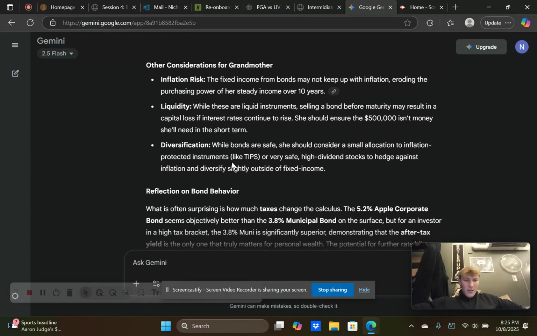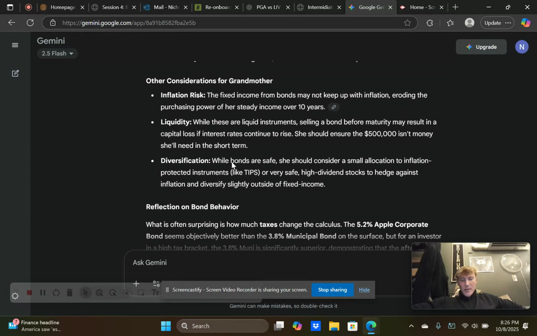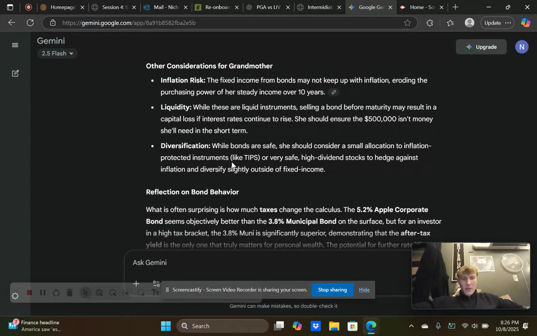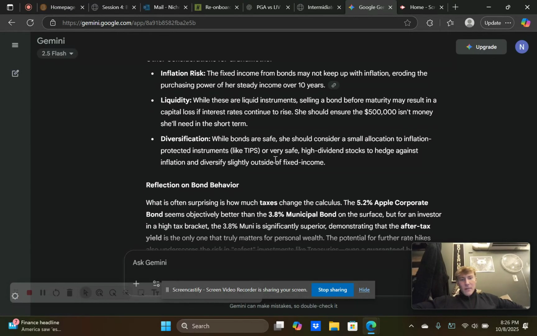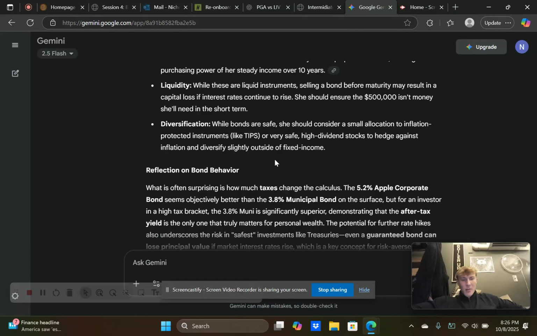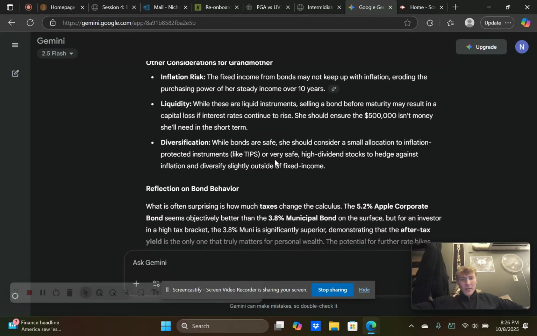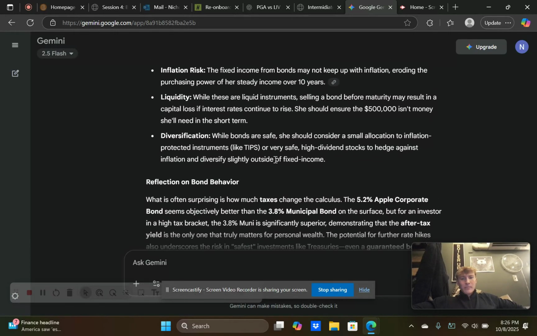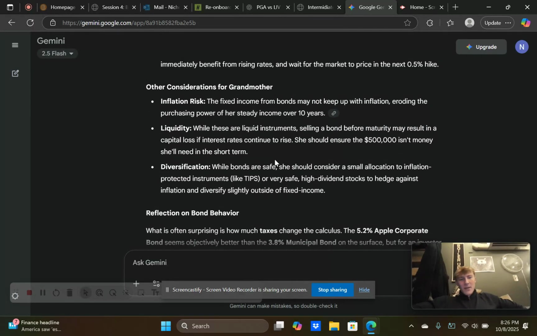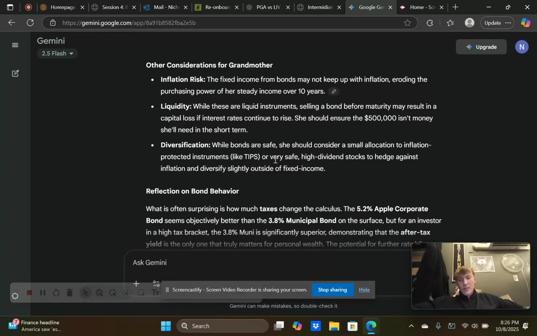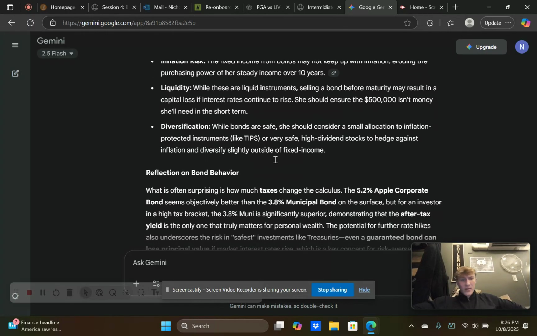Then we have some other considerations for our grandmother. So inflation risk. The fixed income from bonds may not keep up with inflation, eroding the purchasing power of her steady income over 10 years. So saying diversify, or maybe kind of out of this problem, but invest in something other than just bonds.